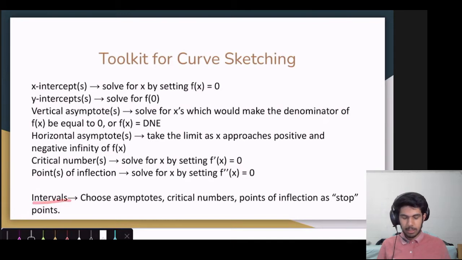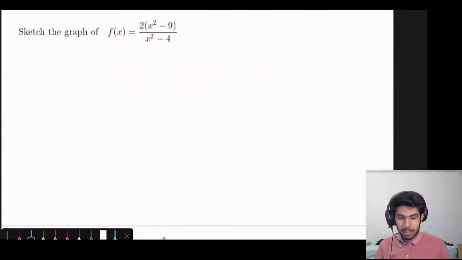For intervals, this helps in breaking up what you're drawing into smaller chunks, and you can do that by choosing your asymptotes, critical numbers, and points of inflection as your stop points of how they define your intervals. Might be a little confusing, but let's just get into an example.